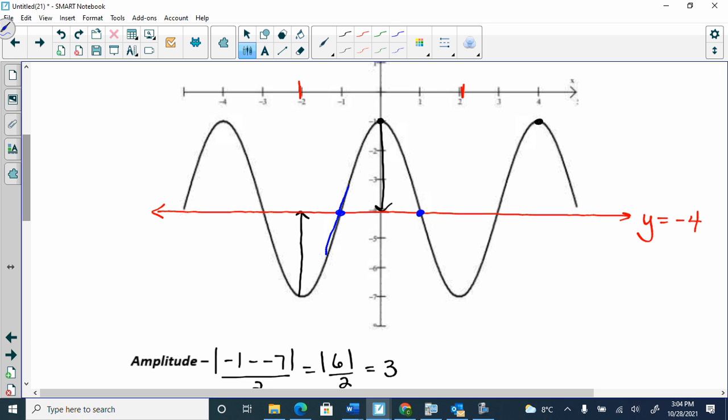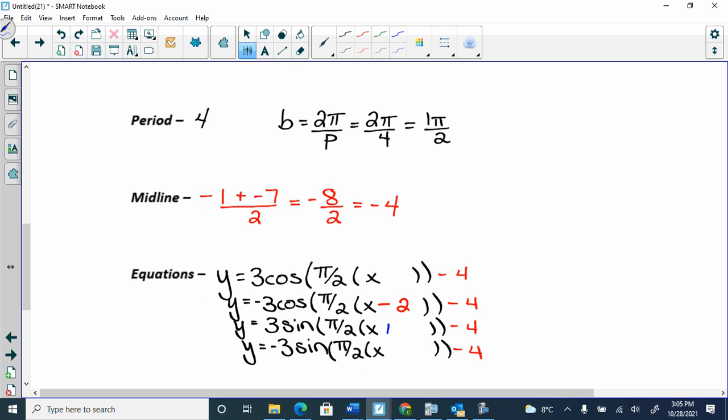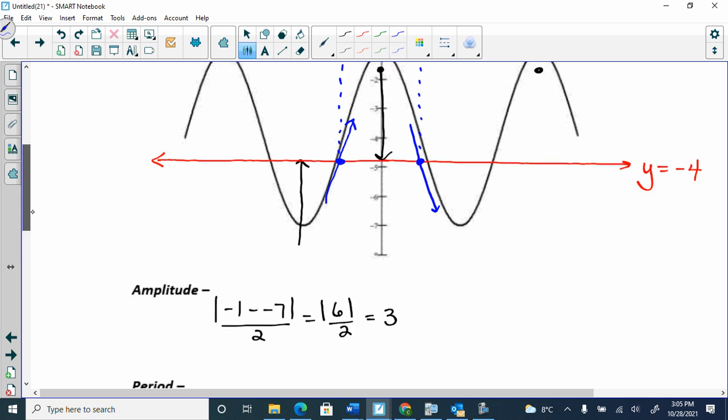This one is going up, so this counts towards my positive sign. This one is going down, so it counts towards my negative sign, yeah? Okay. So my positive sign is 1 to the left, 1 to the left. So it's going to be x plus 1. And then my negative sign is the slope.